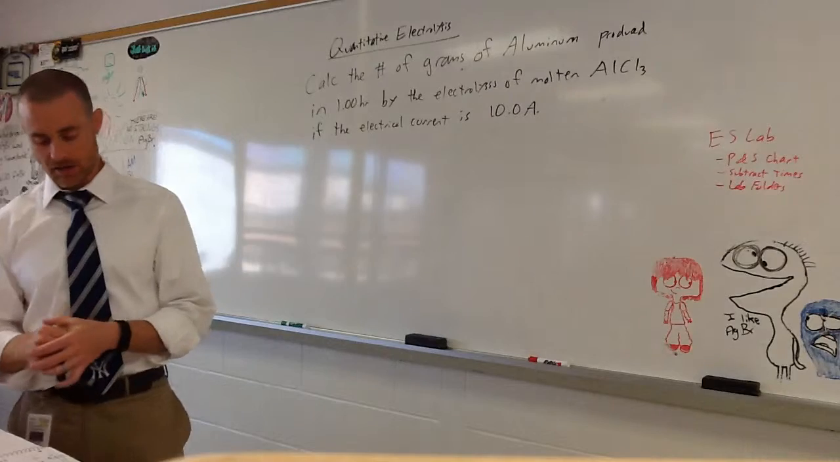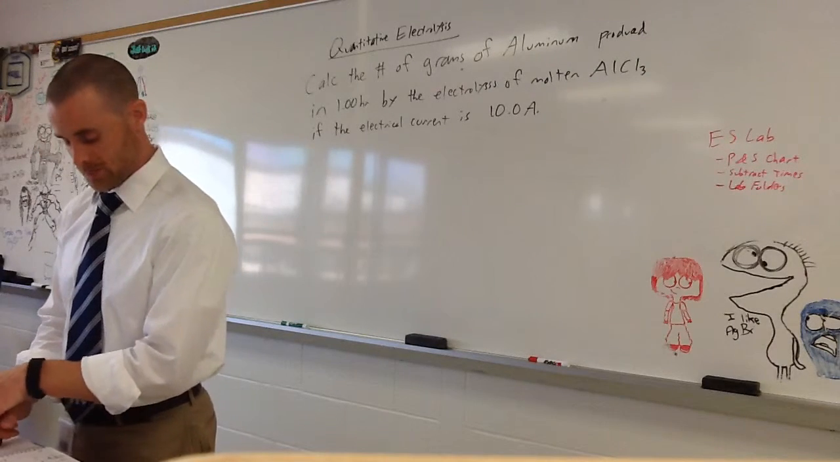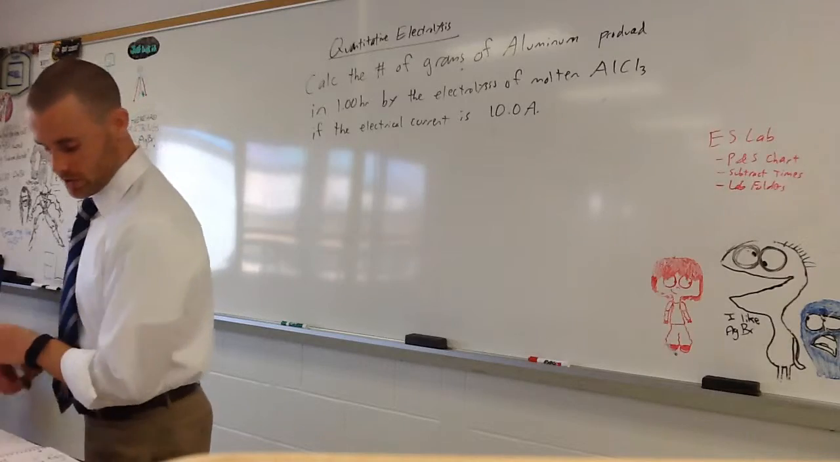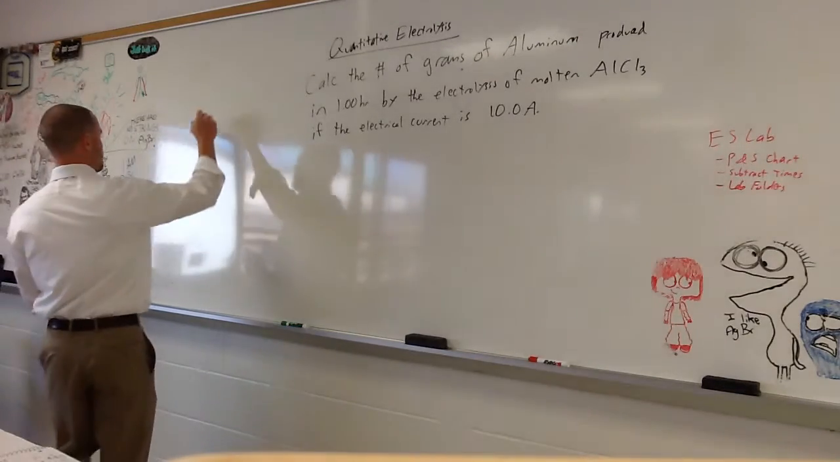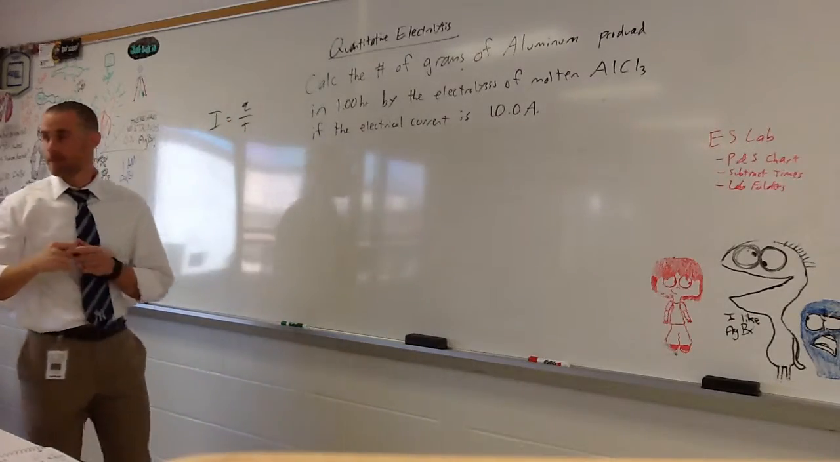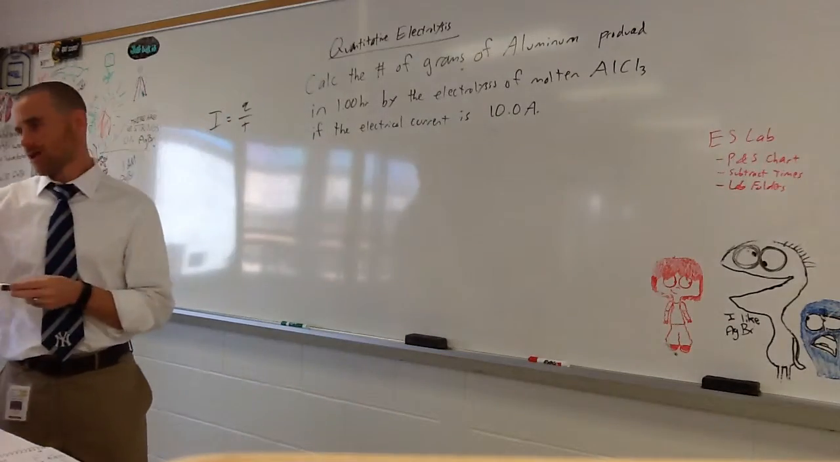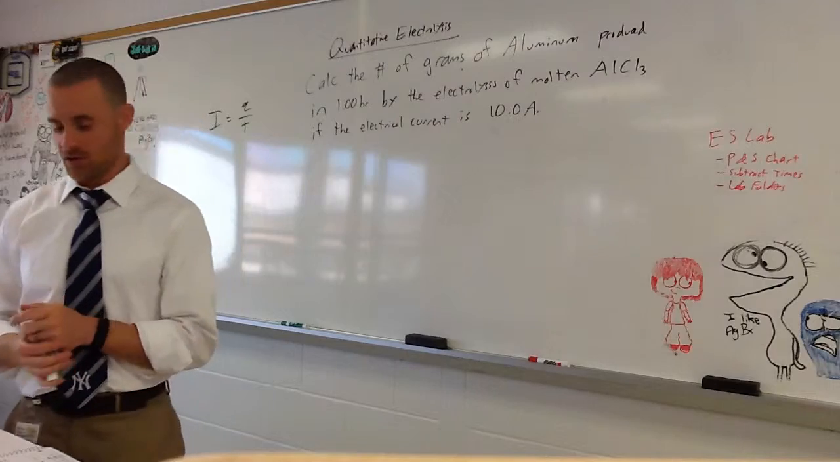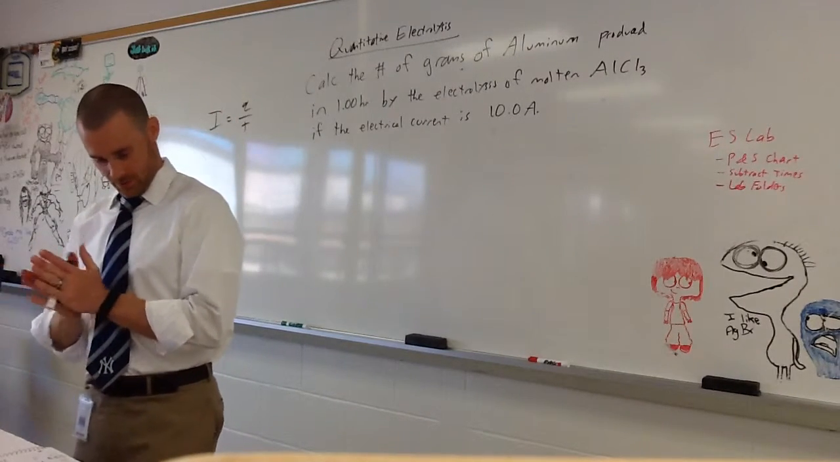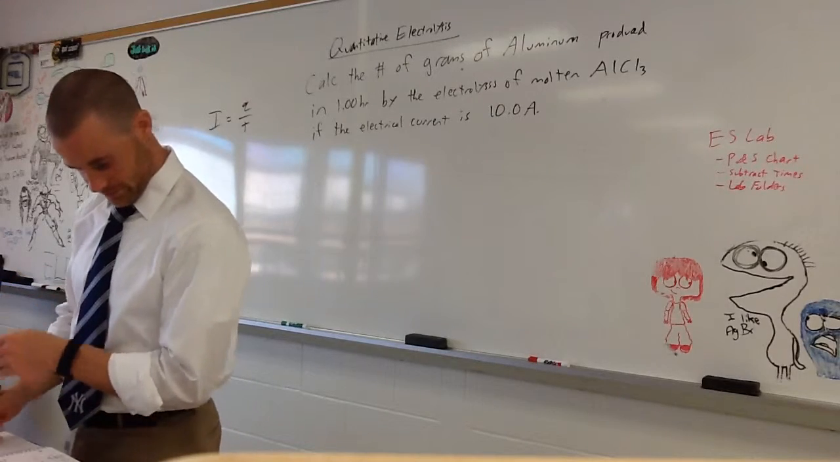So you do not need the standard reduction potentials for this. You just need I equals Q over T. Once you find coulombs, you need to convert things. Yes, there's a lot of converting in this problem. I don't know how to convert without my reference table. That's fair.